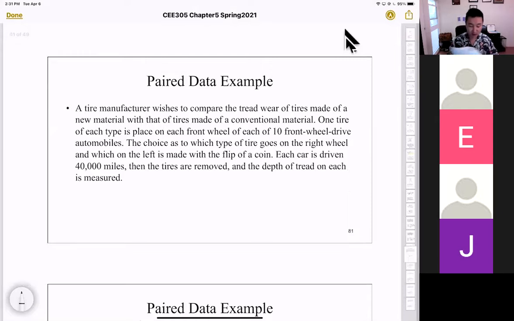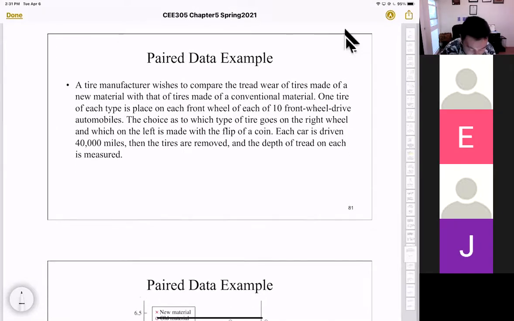So here's another example of paired data. A tire manufacturer wants to compare the treadwear of tires made of two materials, the new materials and the conventional materials. One tire of each type is placed on each front wheel of each of 10 front-wheel-drive automobiles. So for 10 cars, the tire on one wheel is made of the new materials, and the tire on the other wheel of that car is made of conventional materials.